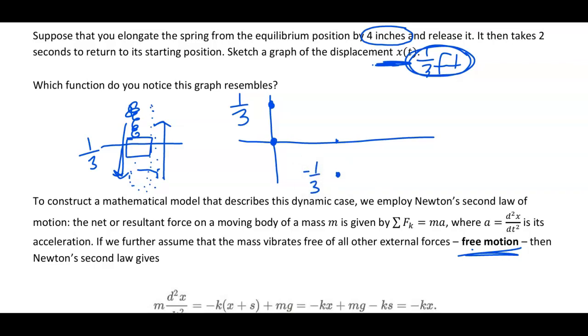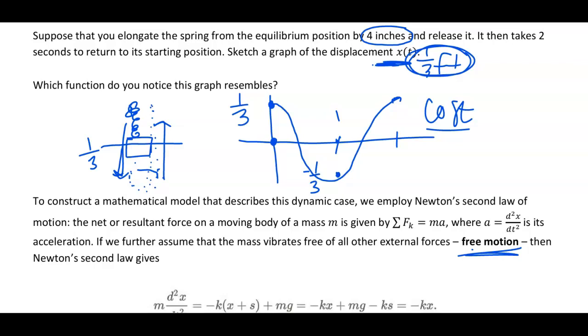And then it says it takes 2 seconds to return back to its starting position. So this must be 1 second, and then at 2 seconds, it's back here. And so that displacement is going to look like this. And if you know your parent functions, you should see that that's a cosine function, cosine of t.